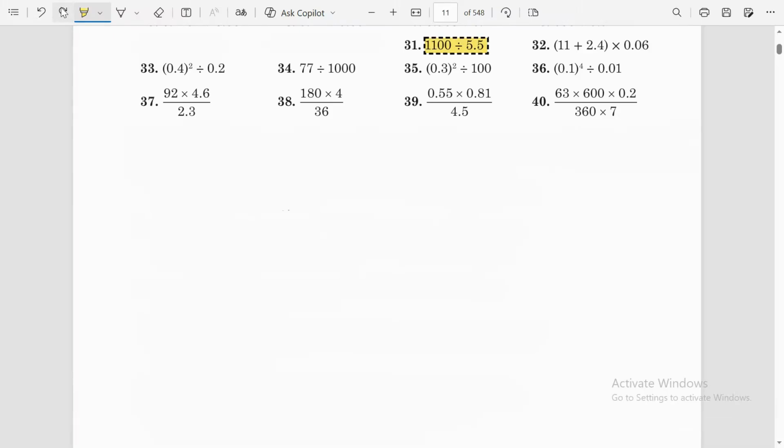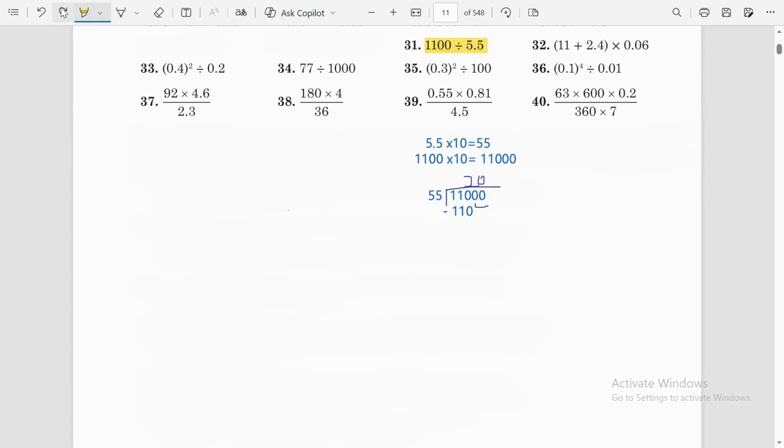Question number 31. The first step is that we have to remove the decimal from the divisor. We can't do it randomly. If we are multiplying the divisor by 10, then we have to multiply the dividend by 10 as well. And then simply we'll divide it. 11,000 divided by 55. So let's do it.